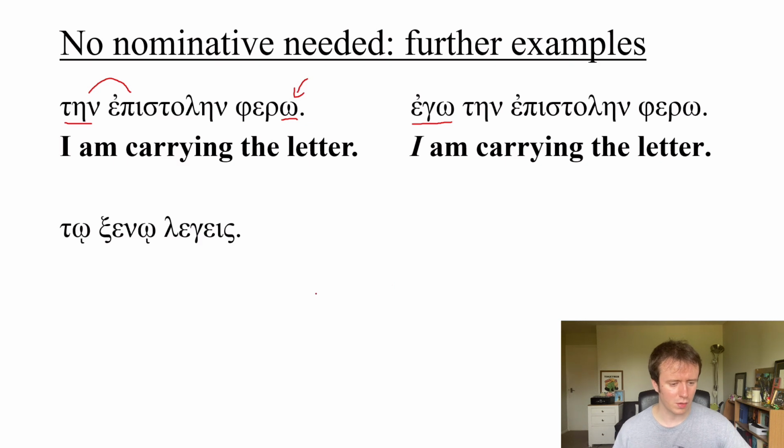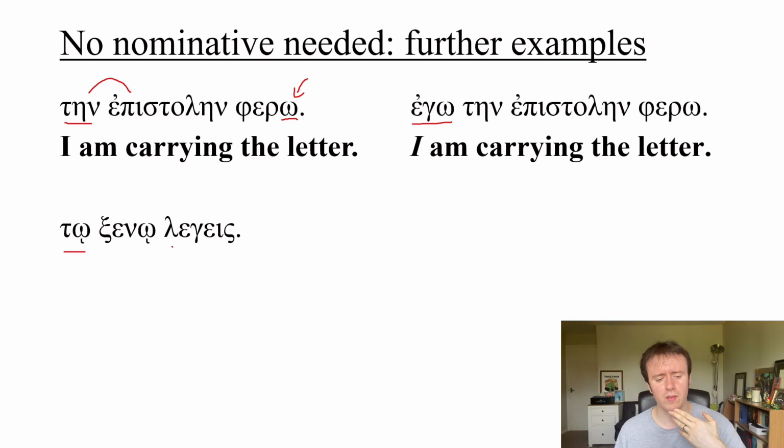So let's look at examples using the remaining person endings. Here is the sentence toi xenoi leges. Here, toi xenoi, meaning the foreigner or the stranger, is in the dative singular, which we know from toi, the masculine dative singular definite article. And therefore this means either to the foreigner or for the foreigner.